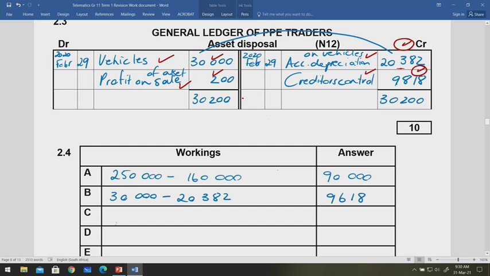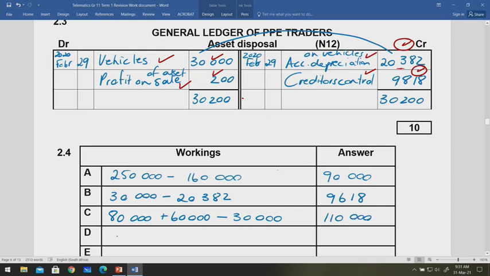Information C, cost price at the end. We started with vehicles of 80,000 at the beginning. Additions at cost price, that new one that we bought. And now we must remember to subtract the cost price of the one that we sold. And that will give us 110,000.